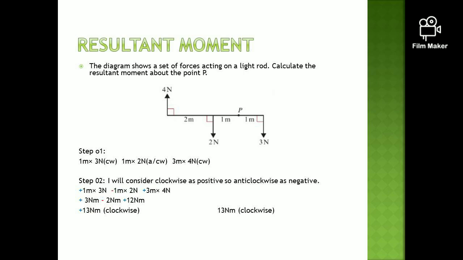Then if you consider the opposite way, that means clockwise as negative and anti-clockwise as positive, you will obtain the answer minus 3 plus 2 and minus 12. Then you will get the answer minus 13 Newton meters. For that case, the minus value is what you have considered for clockwise. Therefore, your answer would be 13 Newton meters clockwise.